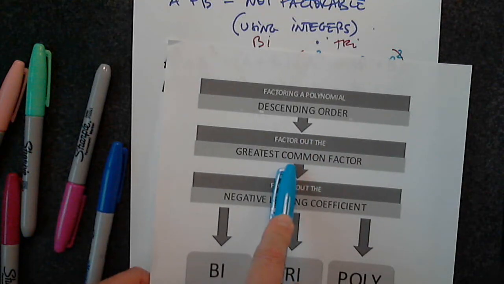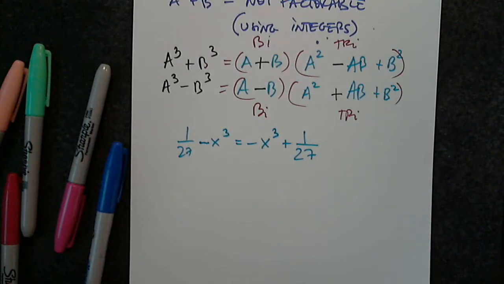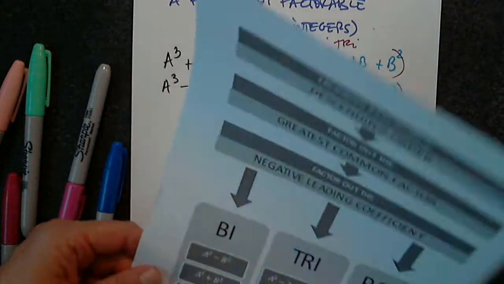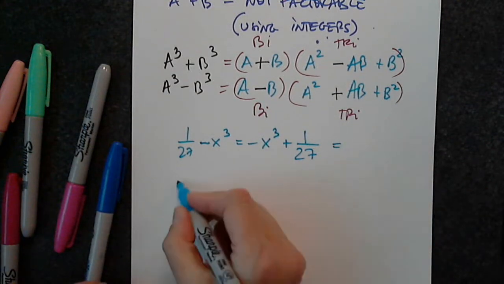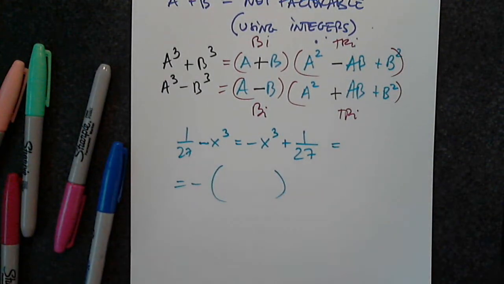Now, is there a greatest common factor present in both? Is there? No, of course not. X cubed and 1 over 27 have nothing in common. Good. Is there a negative leading coefficient? Yes. We have to pull it out. Now we have to figure out what is left in parentheses. What is left in parentheses?